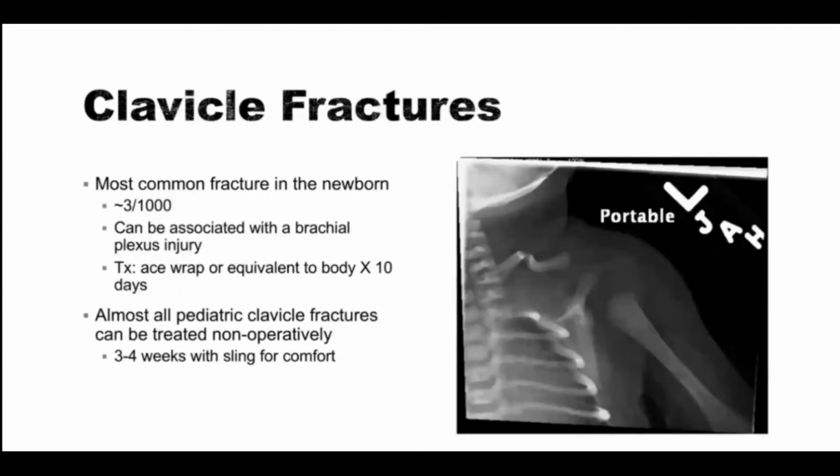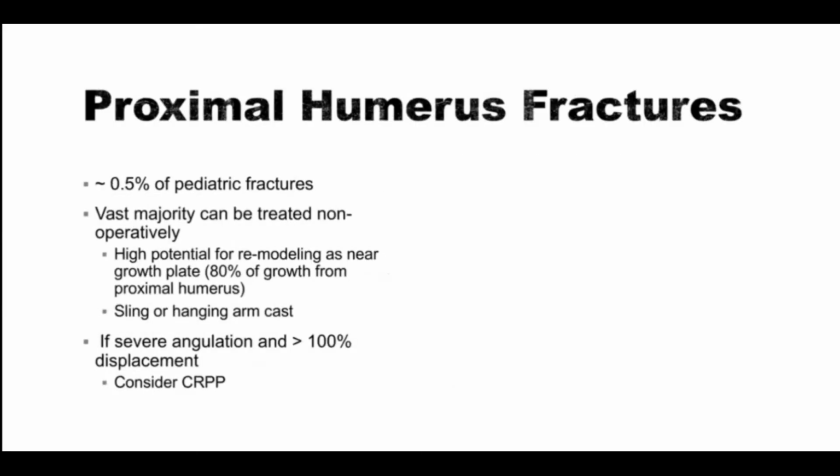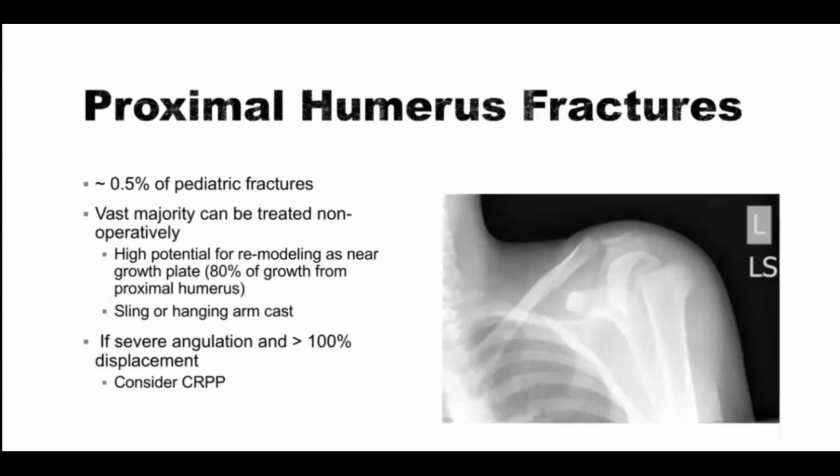We'll start with clavicle fractures, and again, moderators chime in at any time if you like. This is the most common fracture in the newborn, and it can be associated with brachial plexus injuries. These heal without any intervention other than usually just an ACE wrap to the body. Proximal humerus fractures are less common fractures, but also have a high potential to remodel, being near the physis, and can usually be treated non-operatively.